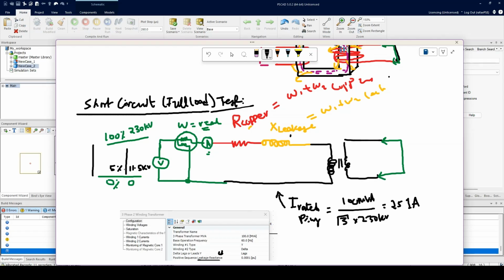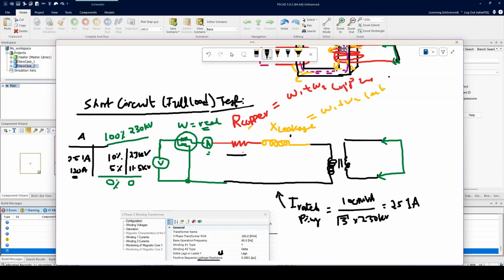Let's assume the current at that point is, let's say, 120. Let's just make up a number, 120 amps. Now, because 120 amps is still not 251, you can keep increasing, and they'll go to a certain percentage. Generally, let's say about 10% of the voltage, which in this case is 23 kV, and they start to read 251 amps.